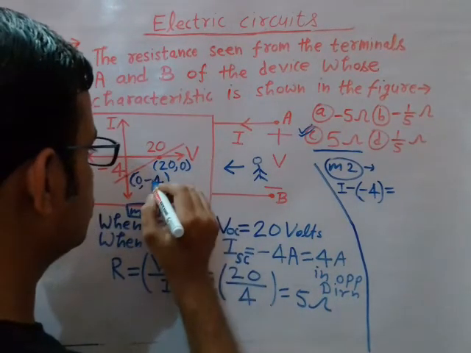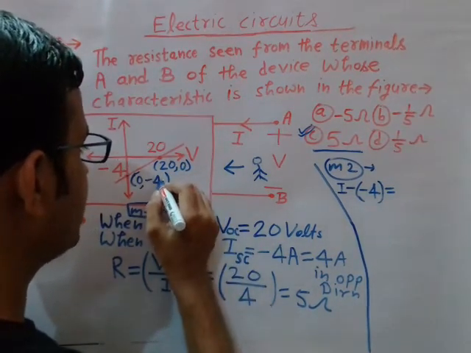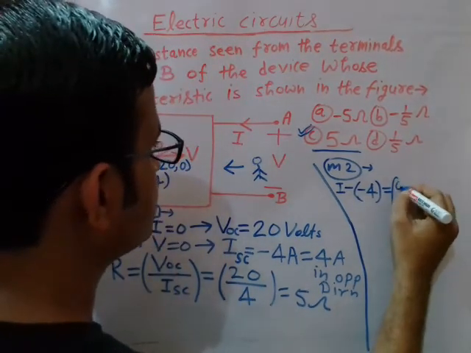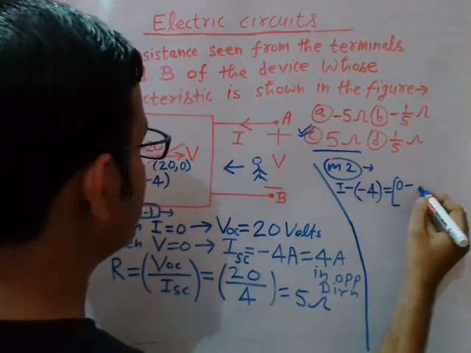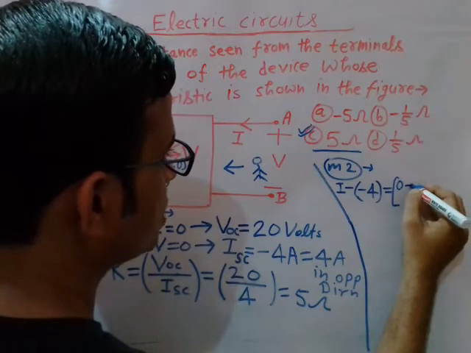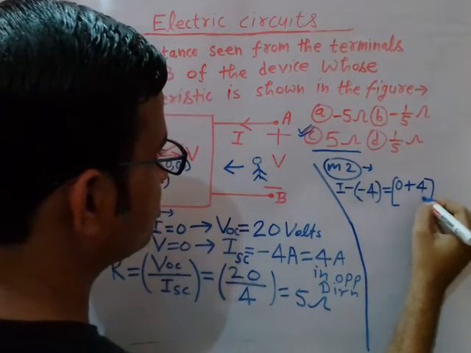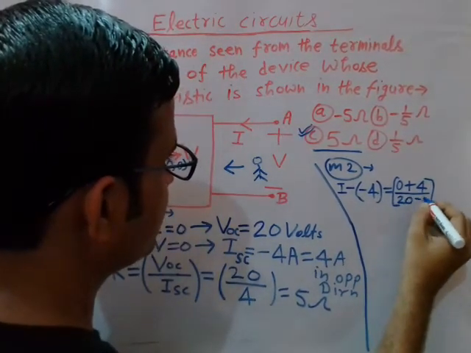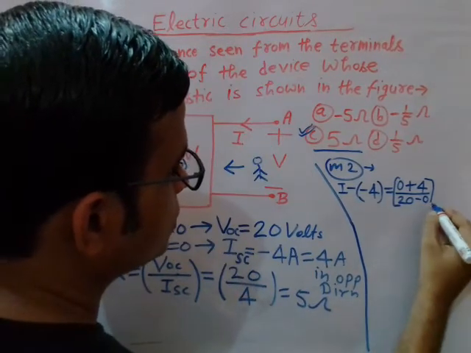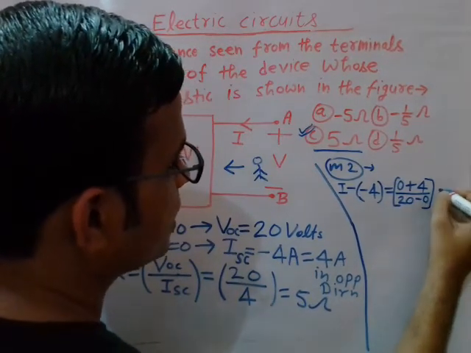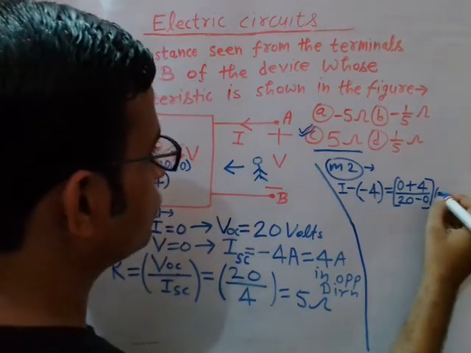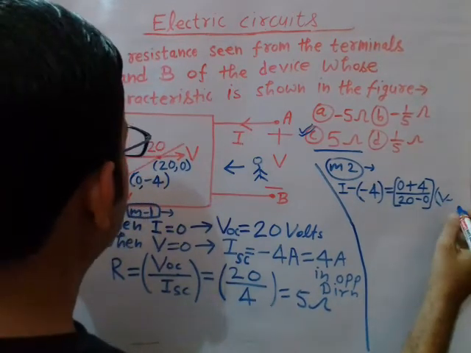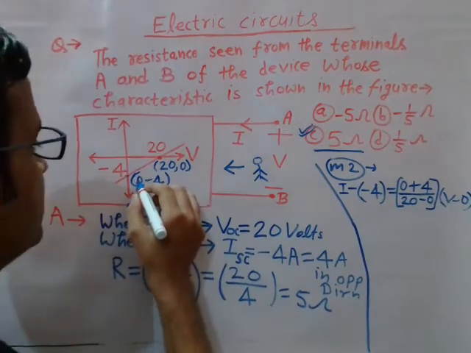m is the slope of this line. So the slope is y2 minus y1 divided by x2 minus x1, right? So here you will write 0, that is y2, minus y1, where y1 is minus 4, so it becomes plus 4, divided by x2 minus x1, that is 20 minus 0. So this is the slope of this line, right? And into x minus x1, where x1 is 0.